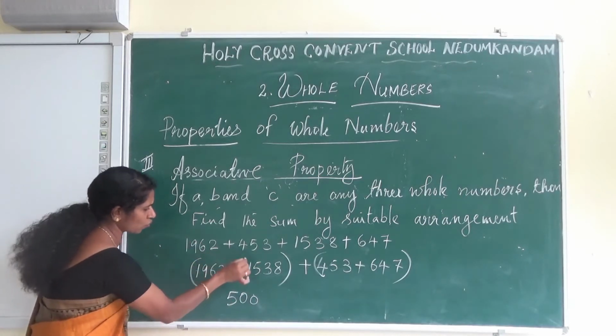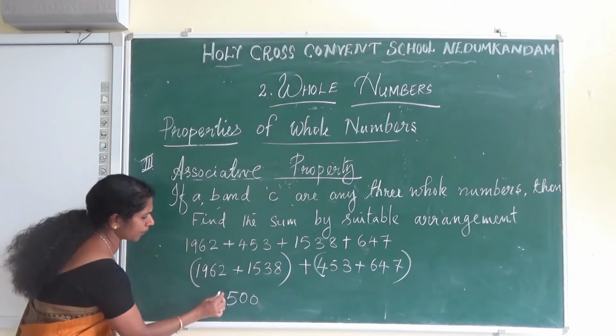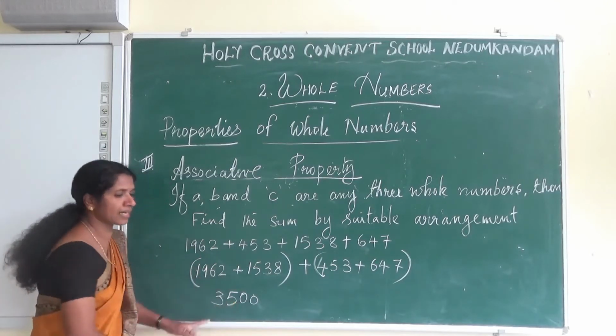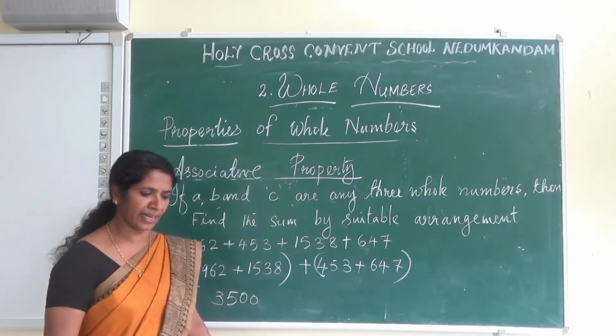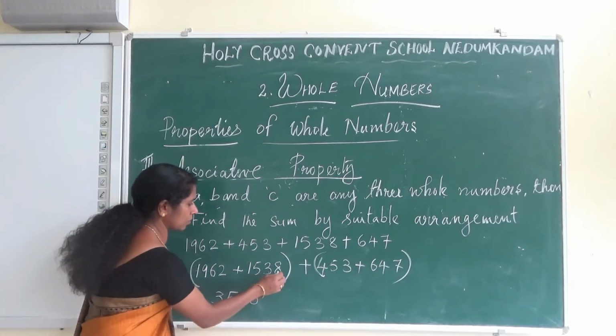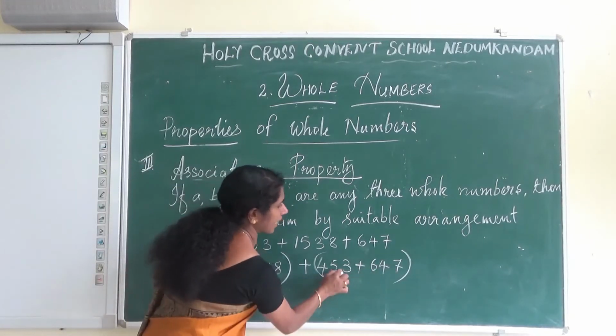That is 1 plus 1, 2, and that remainder 3. So the answer is 3500 plus. Next, these 2 also we have to add.